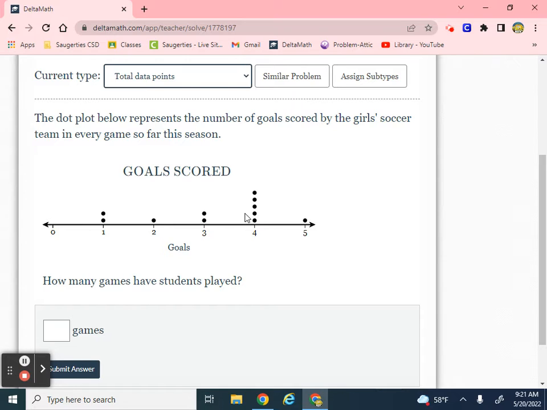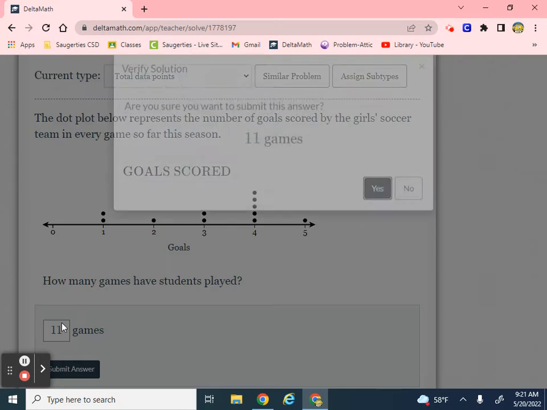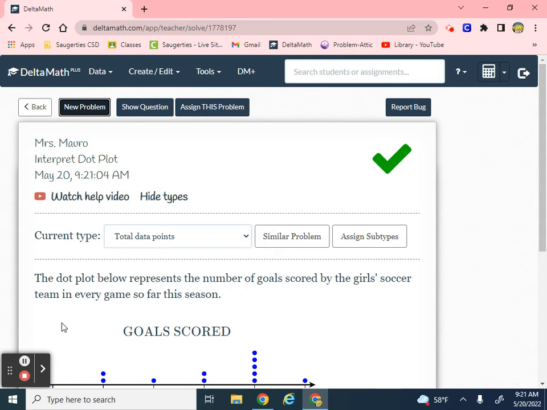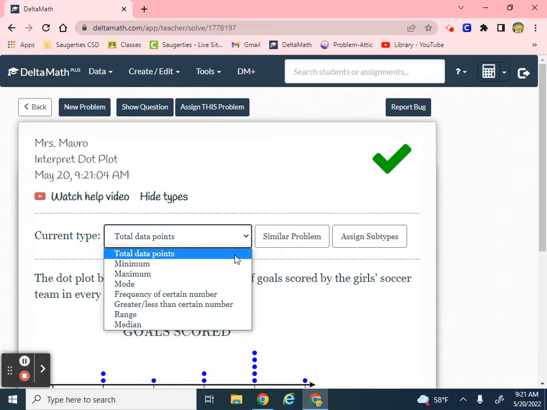How many total? Count up the dots. What do you think it is? 11? Maybe. Let's give it a try. Ooh, 11 dots. Okay. Total points.